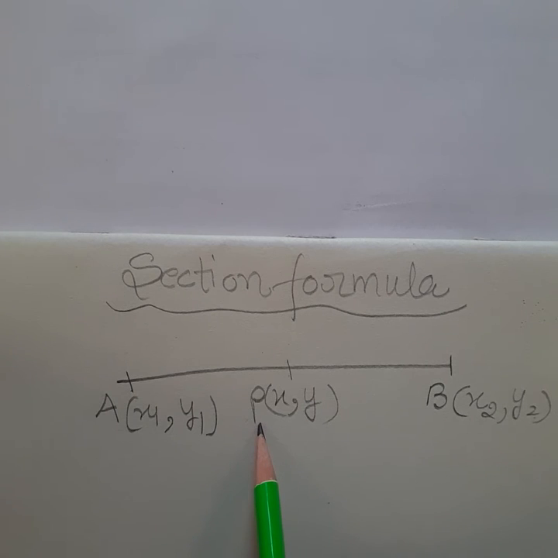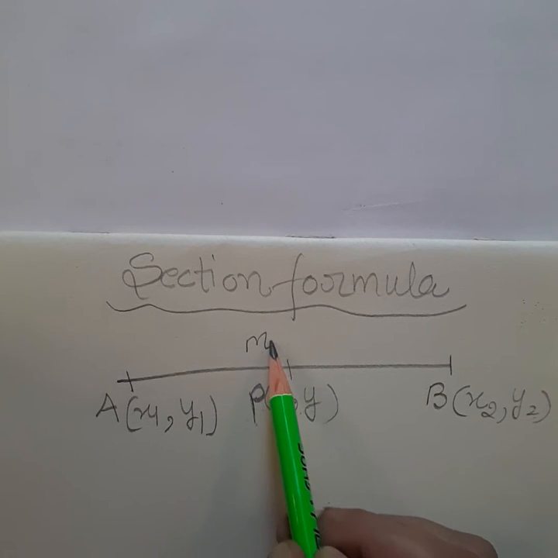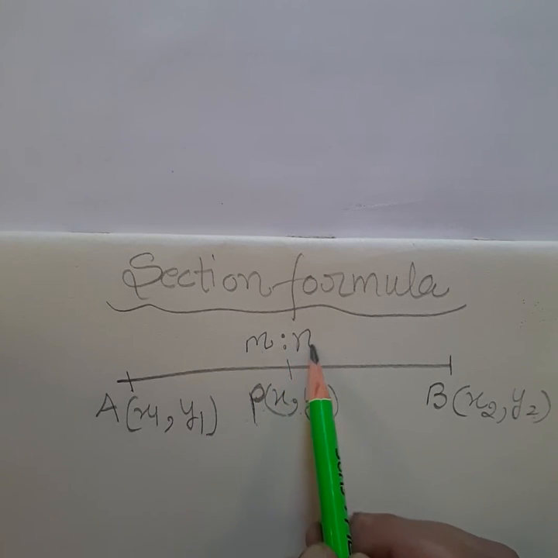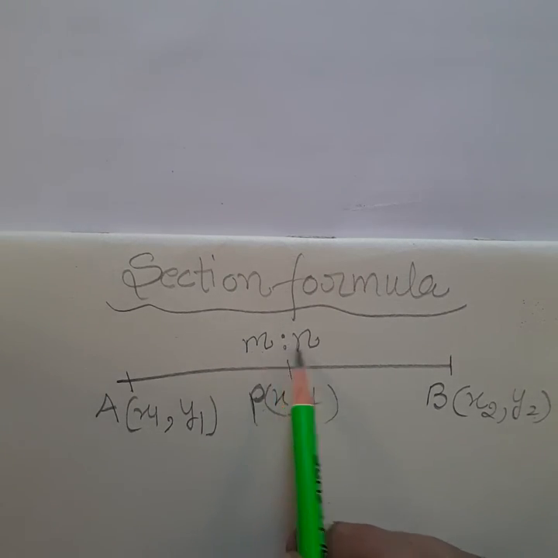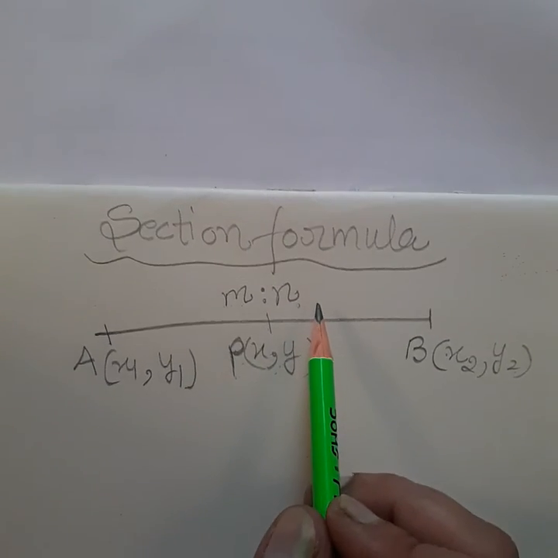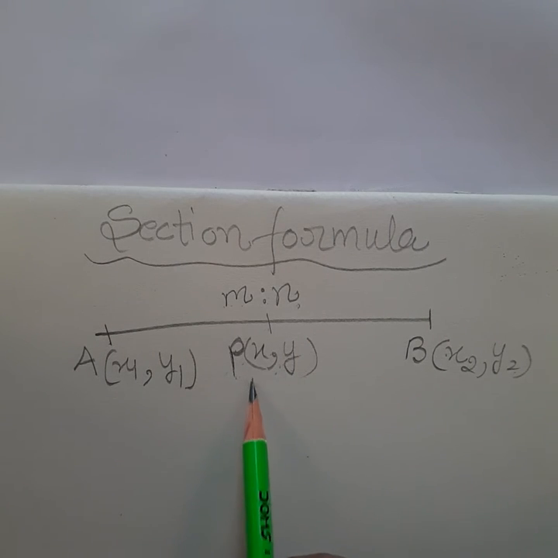This point can be seen as P. We take P as our point of internal division, and we can take here the ratio. We can say that m ratio n means the point P divides this line internally in this ratio. Then now it is the question how we can find this point.